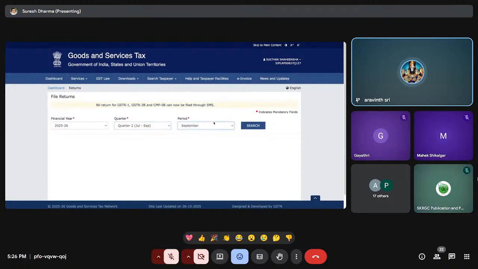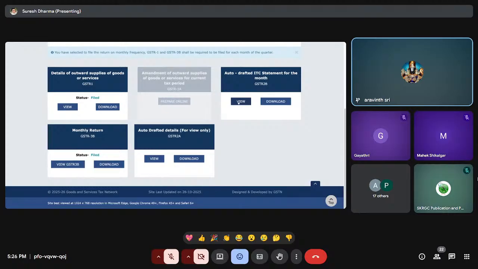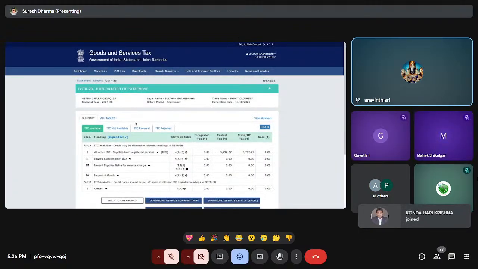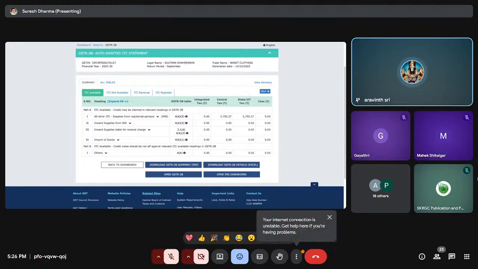September, we are going to September, right? What is meant by GST 2B? If 2A includes purchases of the previous month, yes. Why did it not show anything?